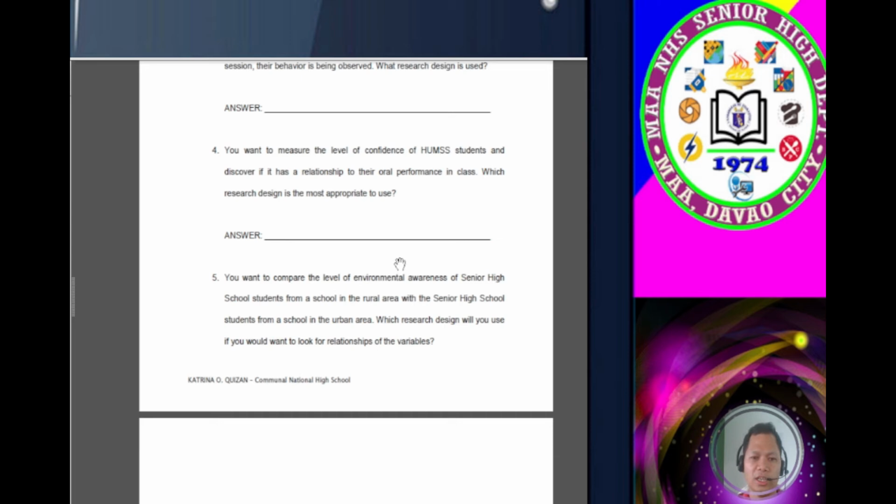Okay, then number 5. You want to compare the level of environmental awareness of senior high school students from a school in a rural area with the senior high school students living in the urban area. What is the appropriate research design for this study? Okay, choose your answer. Okay, correct. The answer is comparative research design. It's very clear. You're going to compare the environmental awareness of the students living in urban and rural areas. I hope it's clear to you now the difference between the five research designs presented in this module.